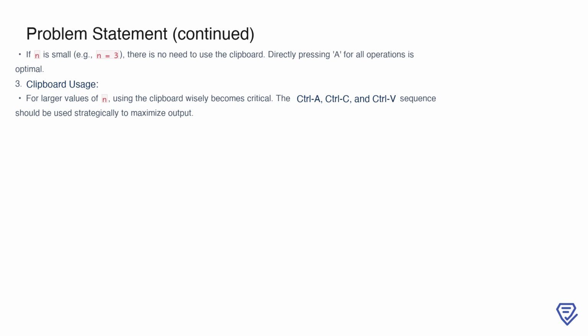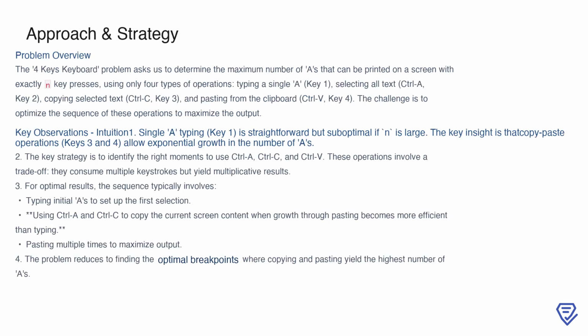The 4 keys keyboard problem challenges us to maximize the number of A's printed on a screen within a fixed number of key presses, using 4 operations: typing a single A, selecting all text, copying the selected text, and pasting from the clipboard. While typing A repeatedly is straightforward, it becomes inefficient as the number of key presses increases. The key to solving this problem lies in leveraging the copy-paste operations, which allow exponential growth in the number of A's. The strategy involves identifying when to use the key combination of Ctrl-A, Ctrl-C, and Ctrl-V for maximum efficiency.